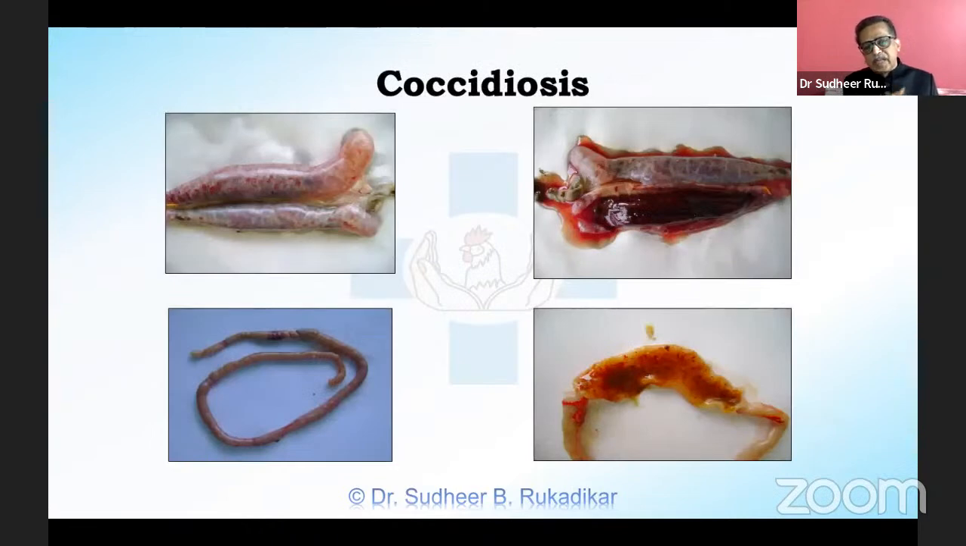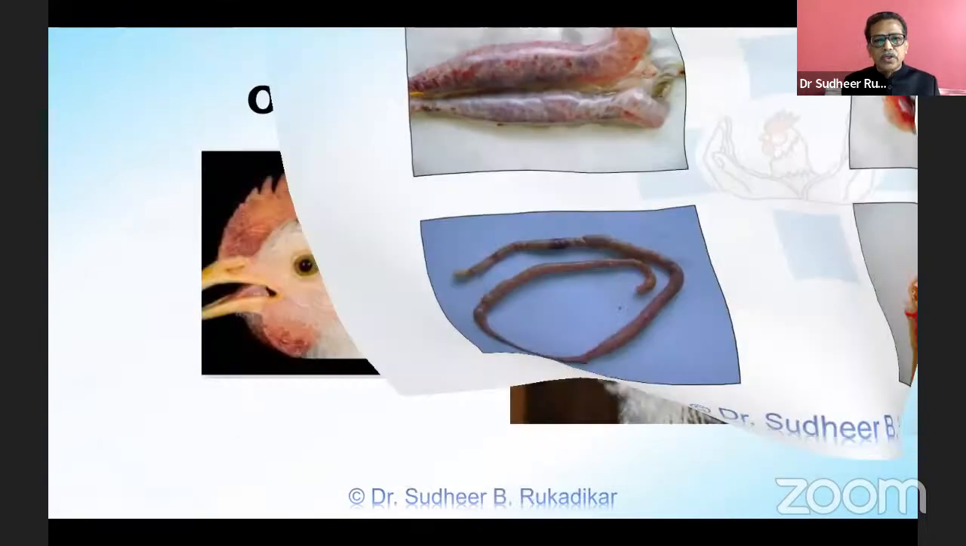Coccidiosis, as I said earlier, if the litter is not properly dried or the quantity is a little less, it doesn't become dry very easily. And then there is a good conducive environment for the coccidial oocysts to develop, and we can get these also.